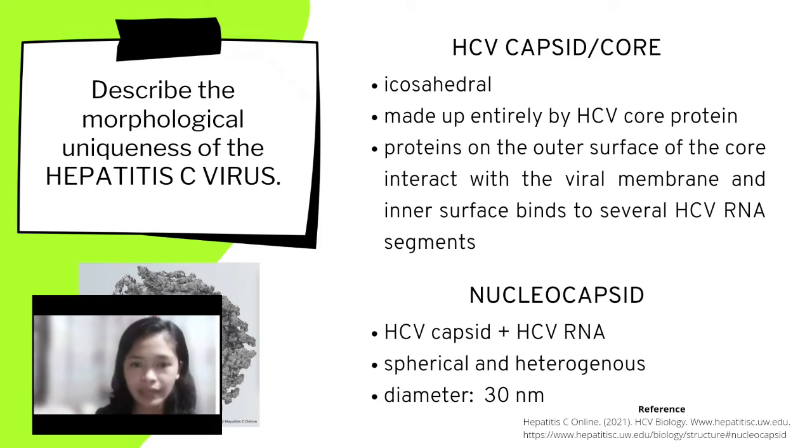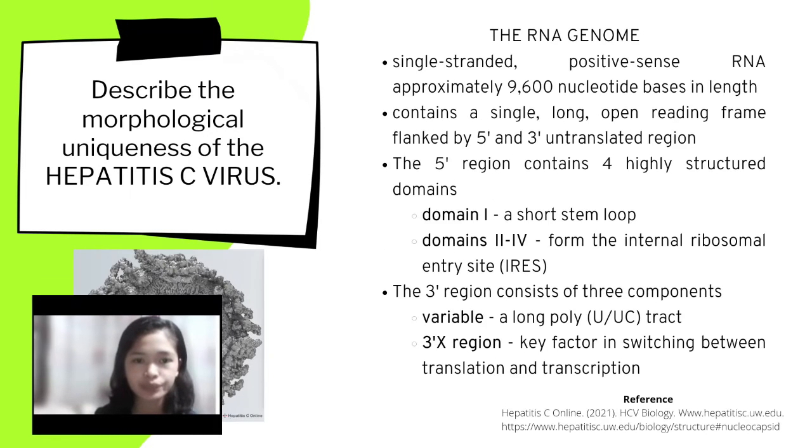Following cleavage from the polypeptide, the core proteins assemble at the cytoplasmic face of the endoplasmic reticulum to form the capsid. This assembly process is triggered by the interactions with the HCV RNA and envelope E1 protein. During assembly, the core proteins use the HCV RNA as a scaffold upon which core proteins bind to and surround the HCV RNA. Meanwhile, the HCV nucleocapsid consists of the HCV capsid, which I've just discussed, plus the HCV RNA, which will be further discussed in the next slide. The HCV nucleocapsid is spherical and heterogeneous in size, with an approximate diameter of 30 nanometers.